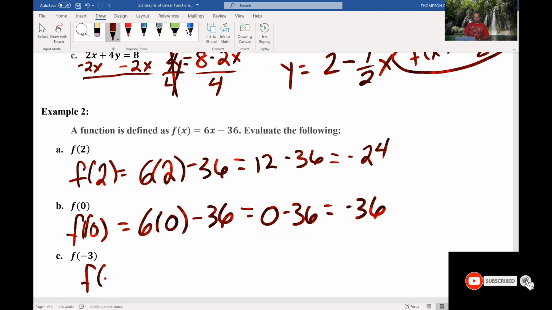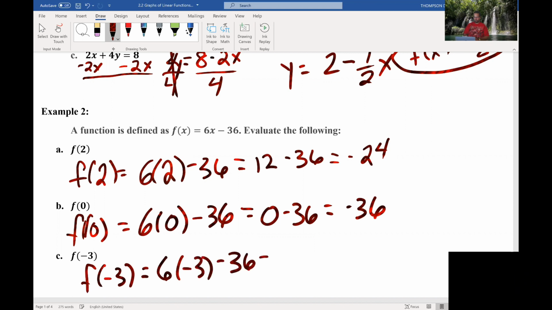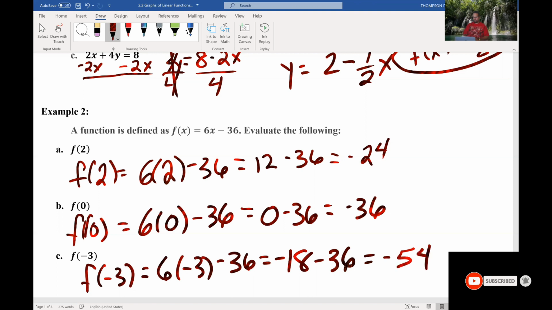F of negative 3 equals 6 times negative 3 minus 36. 6 times negative 3 is negative 18, and negative 18 minus 36 would be negative 54, and we are done.